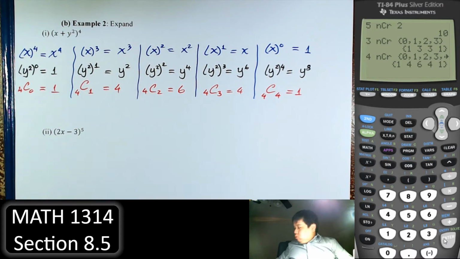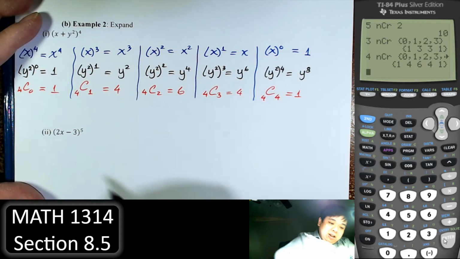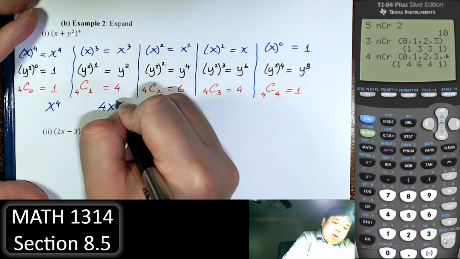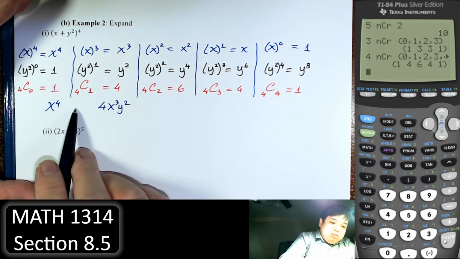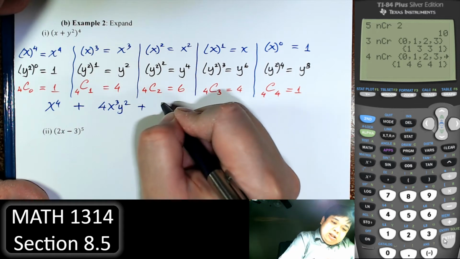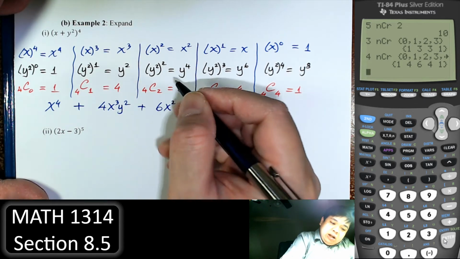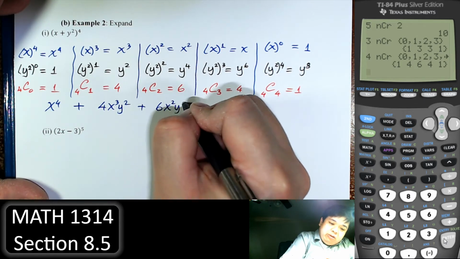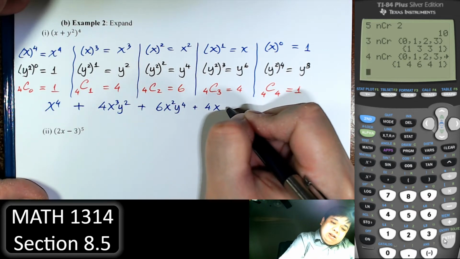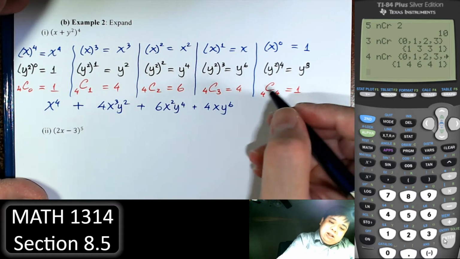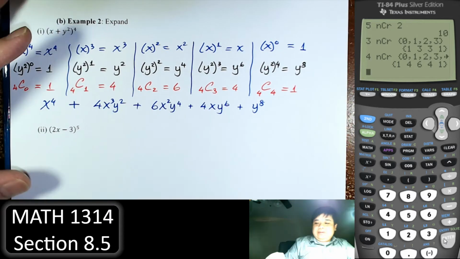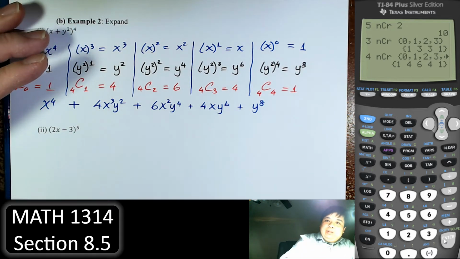Right, and then multiply in columns. X to the fourth, 4 x cubed y squared, that's positive, so plus 6 x squared y to the fourth, 4 x y to the sixth, and y to the 8. Well, simple enough, right?